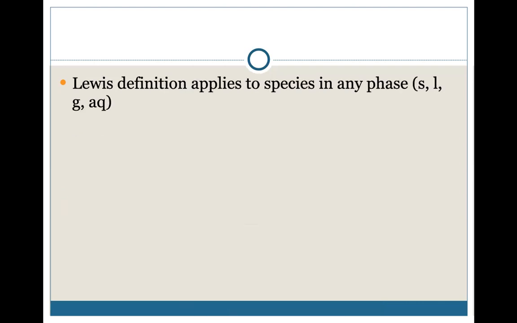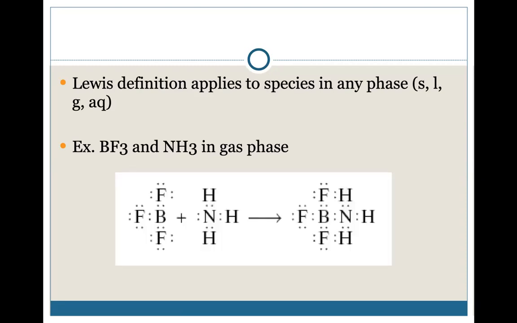The Lewis definition also applies to any species in any phase. So it can be a solid, liquid, gas, or aqueous. This is the same boron trifluoride, but it will also react with ammonia. Both of these are in gas phase. Ammonia has a lone pair of electrons, which is going to be donated to boron trifluoride. So boron trifluoride is the electron pair acceptor, which makes it the acid, and ammonia is the electron pair donor, which makes it the Lewis base.